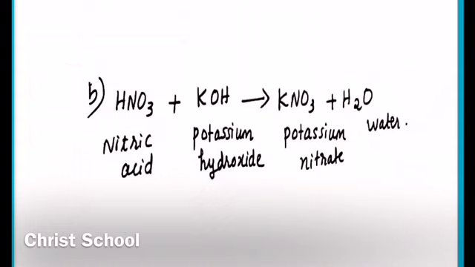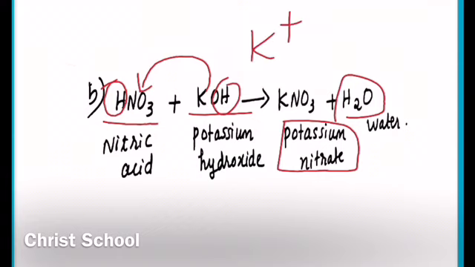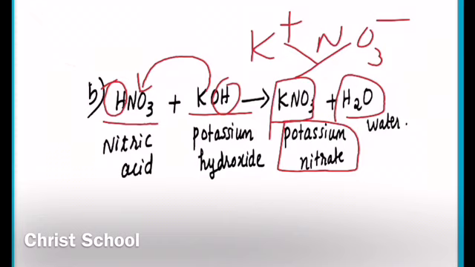Another example, here the acid is nitric acid, the base is potassium hydroxide. So H plus of acid reacts with OH minus of base to form water, H2O. Then what will be the next product? Potassium will combine with nitrate. So potassium nitrate is the salt. Find the formula of potassium nitrate. Potassium K plus, nitrate NO3 minus. Exchange the valencies, you will get KNO3, that's potassium nitrate.